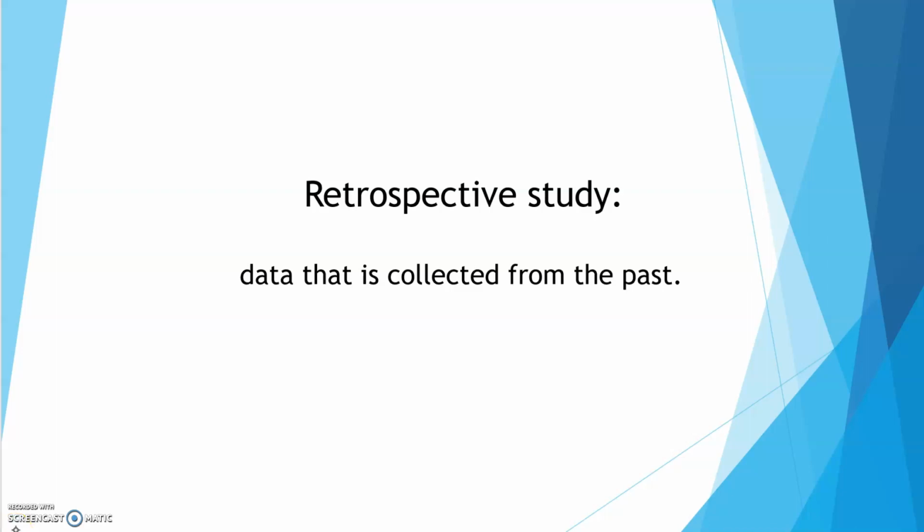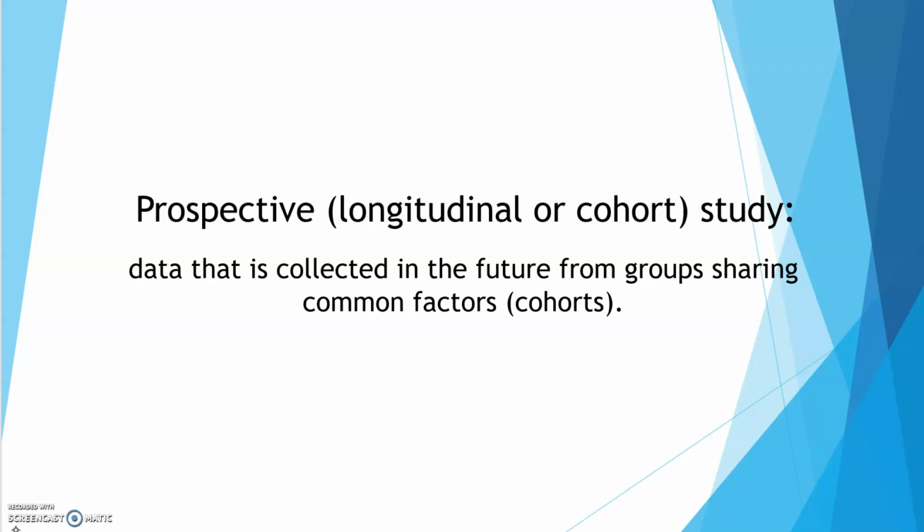A retrospective study is data that has already been collected, it's already on record, and you go back and get the data and then you look at it. So it's data that's already been collected or collected from the past. A prospective study is data that is collected in the future, or basically the study hasn't ended yet, it's still going on into the future.